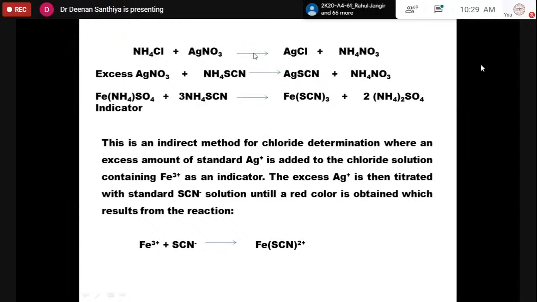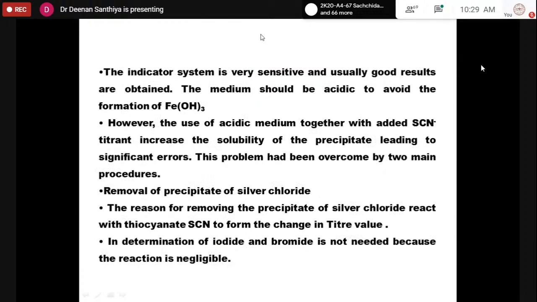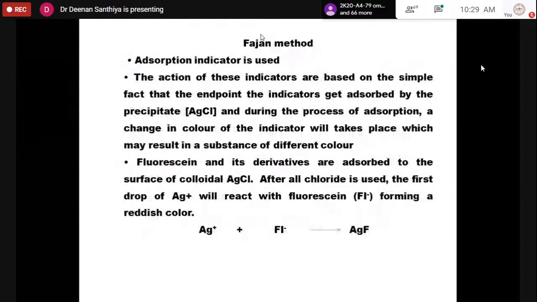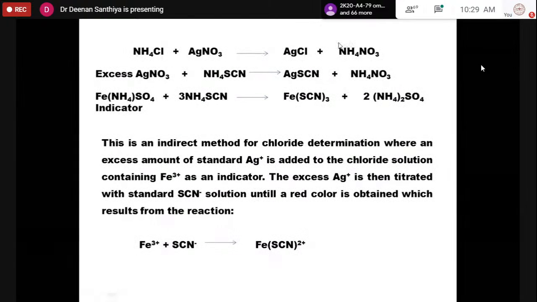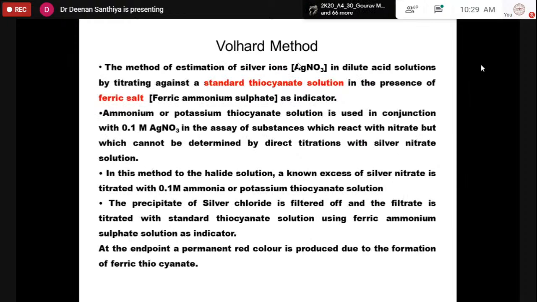Nothing but the back titration means you use an excess amount, and this is to avoid interference of chloride ions. That's why they do it like this, because the water also contains chloride ion. So this red color will be coated onto the white color of silver chloride. So this is how the titration takes place. Better you follow this Volhard's method.